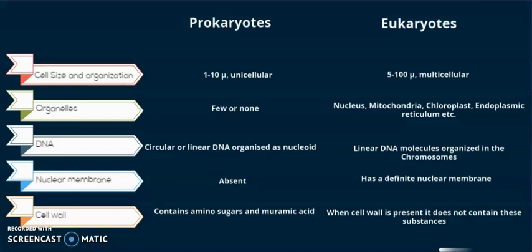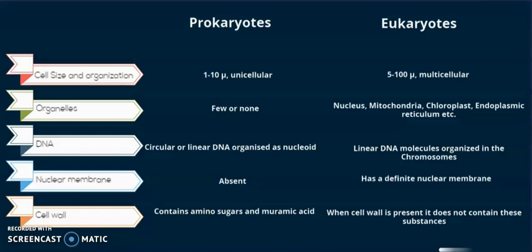The DNA in prokaryotes is circular or linear and organized as a nucleoid. Eukaryotes have a linear DNA that is organized into chromosomes. The nuclear membrane is absent in prokaryotes and definite in eukaryotes. The cell wall, if present in prokaryotes, contains amino sugars and muramic acid. In eukaryotes, when the cell wall is present, it does not contain these substances.